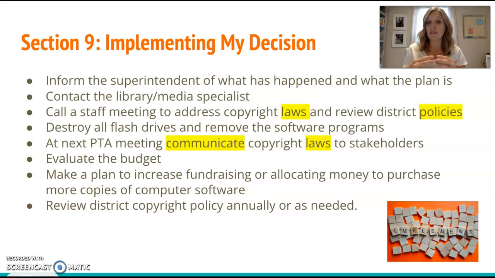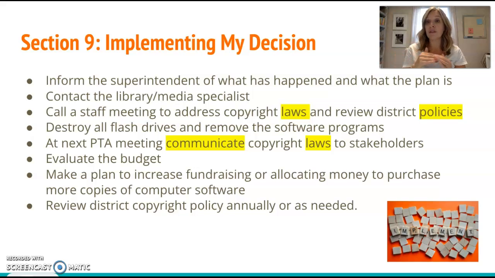So I would call a staff meeting and make sure that I explain explicitly what those laws are. The same conversation that we had with the media specialist, where we talk about the weight that the district carries if those laws are broken and how it could affect them personally as well. And then review those district policies with them.